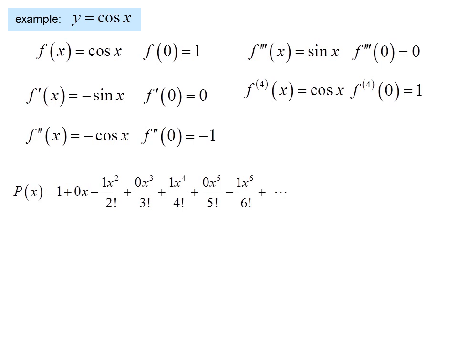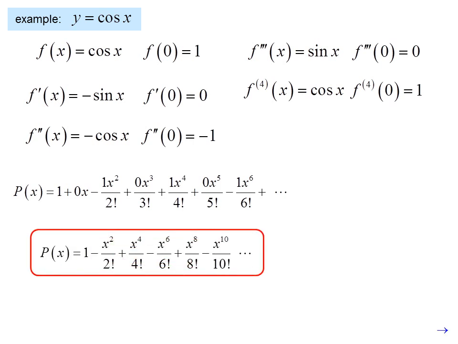Eliminating the terms with coefficients of 0, we get p of x equals 1 minus x squared over 2 factorial plus x to the fourth over 4 factorial minus x to the sixth over 6 factorial. And continuing the pattern, we get plus x to the 8 over 8 factorial minus x to the 10 over 10 factorial. And if we wanted to, we could keep adding terms for as many terms as we needed for our desired degree of accuracy.